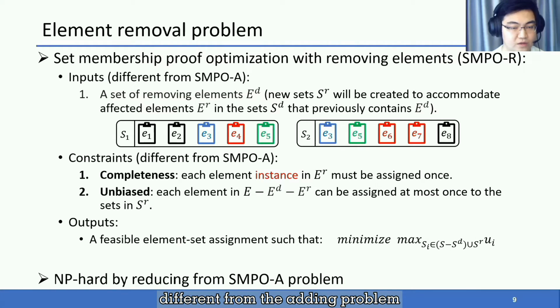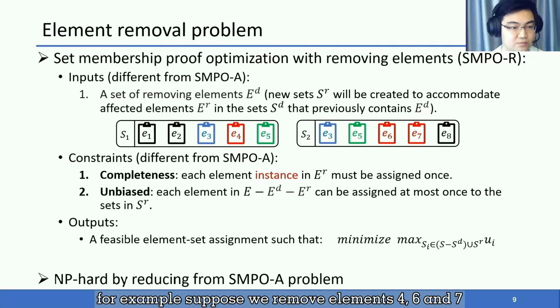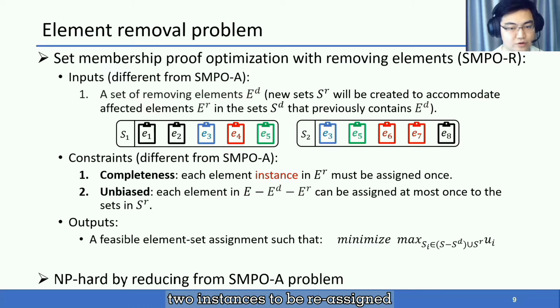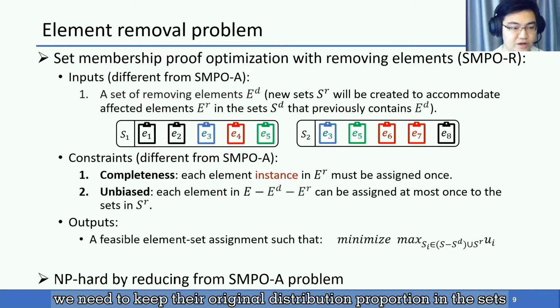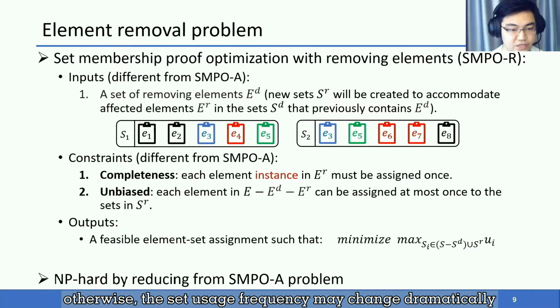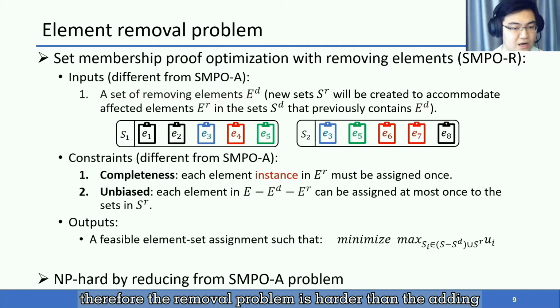Different from the adding problem, the completeness constraint focuses on each element instance in ER. For example, suppose we remove elements 4, 6, and 7. The remaining elements need to be reorganized. And notice that both elements 3 and 5 have two instances to be reassigned. Thus, we need to keep their original distribution proportion in the sets, and instances of the same element cannot be assigned to the same set. Otherwise, the set usage frequency may change dramatically and cause information leak. Therefore, the removal problem is harder than the adding problem.